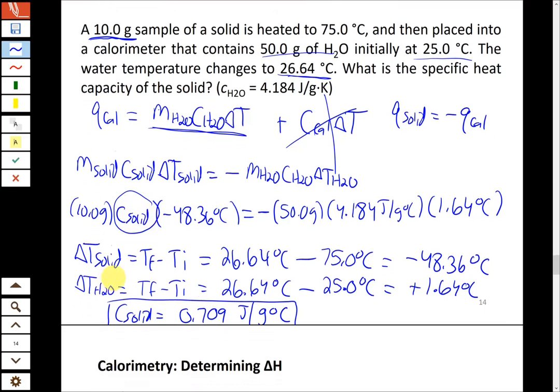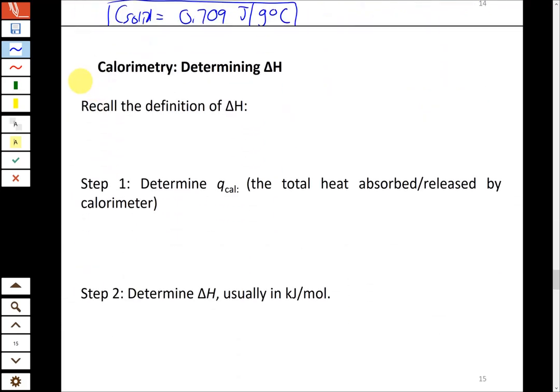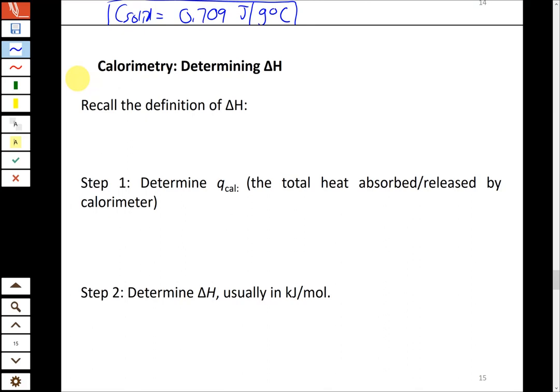All right, the other major application of calorimetry is determining delta H. We just defined it today, so we'll give a quick reminder of the definition of that. So delta H we saw earlier was delta E plus P delta V, which is equal to the heat measured at constant pressure. So we can directly measure delta H in a constant pressure calorimeter by just measuring the heat associated with that.